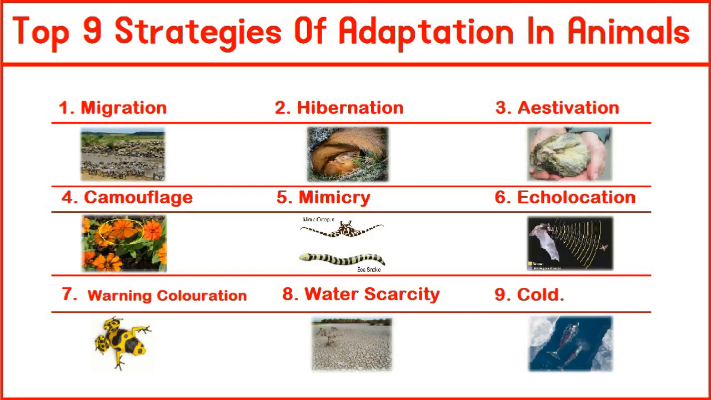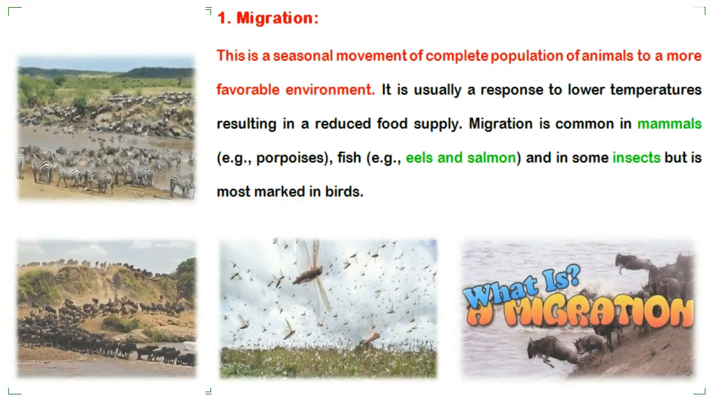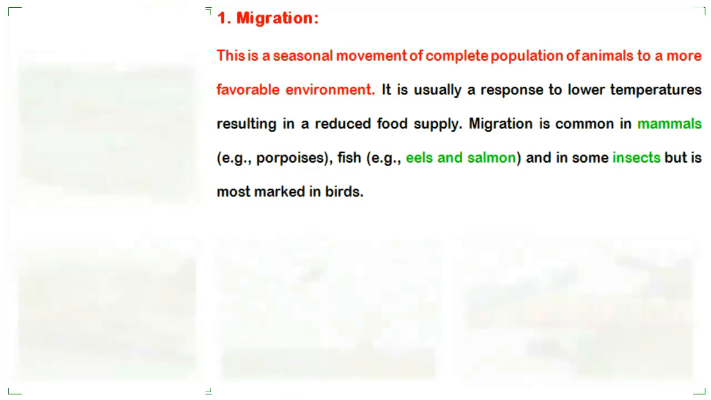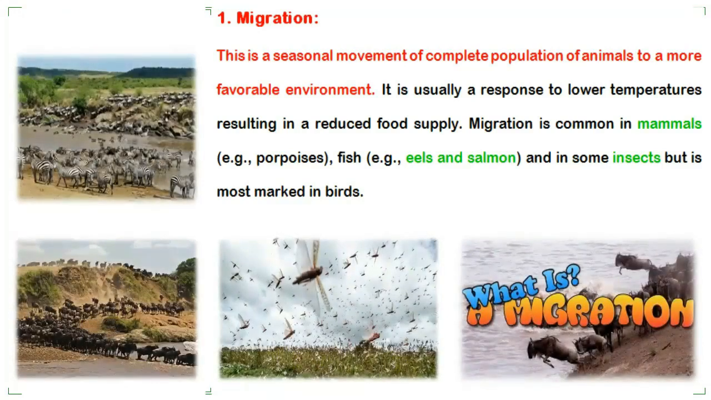In this video, we will learn about the 9 major strategies of adaptations in animals. Let's start the video. Migration. Migration is a seasonal movement of complete population of animals to a more favorable environment. It is usually a response to lower temperatures, resulting in a reduced food supply.